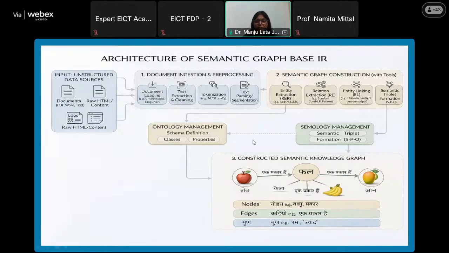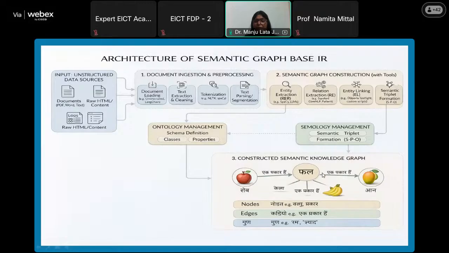After extracting the entities, relationships, and linkages, the linkages will be established by using ontologies, wherein the terms are organized in the form of classes, their instances, and their properties. Once the semantic triplets are done, we can construct the semantic knowledge graph. For example, again the same example: Phal is there, and फल एक प्रकार है किसका, आम एक प्रकार है किसका, फल का. Similarly, सेब एक प्रकार है किसका, फल का. केला एक प्रकार है किसका, फल का. Here we can say these are the nodes: सेब, फल, आम and केला.